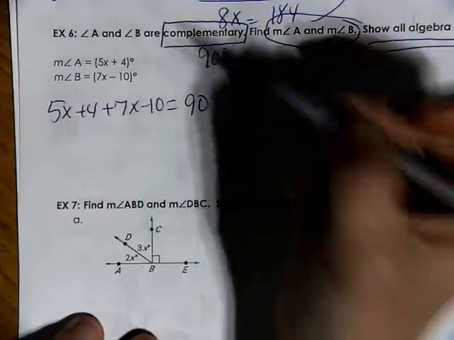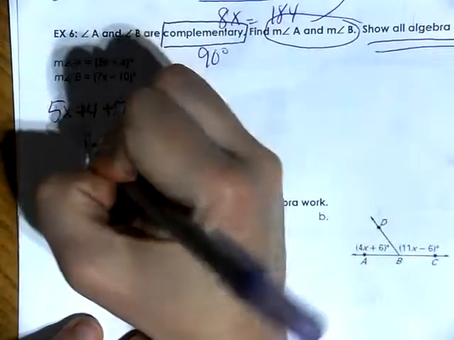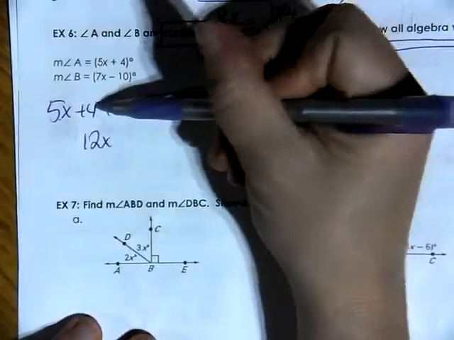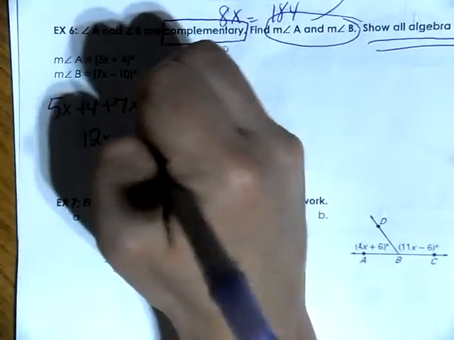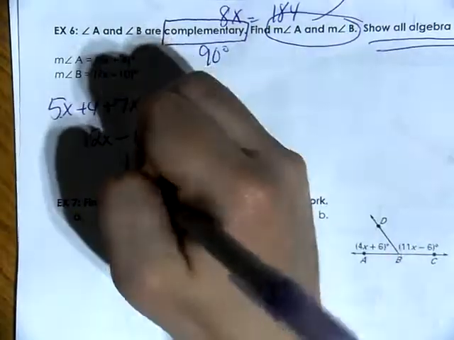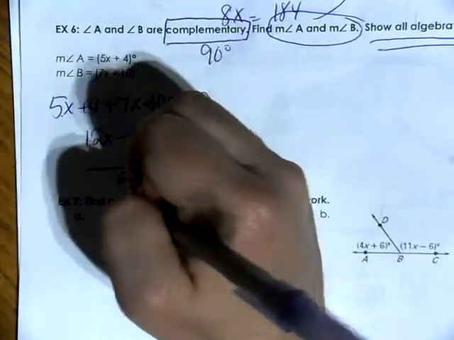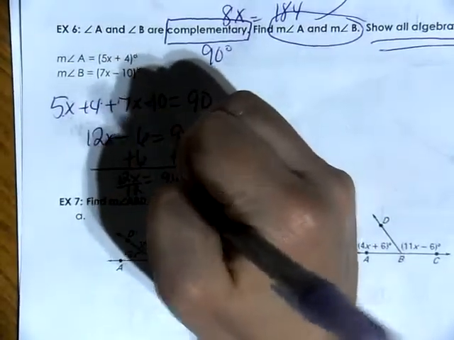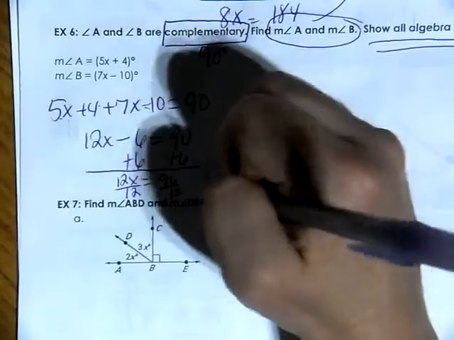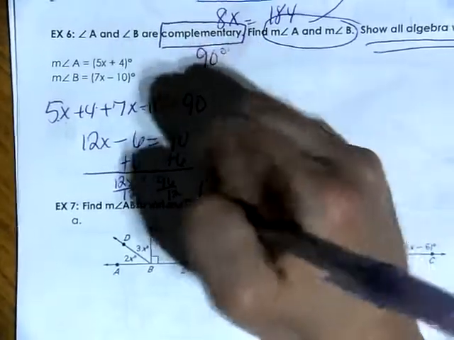And we want to combine our like terms. So 5x plus 7x, that's 12x. And 4 minus 10, that's going to be minus 6, is equal to 90. I'm now going to add 6 to both sides, and when I do that, I end up with 12x is equal to 96. Dividing both sides by 12, I find that x is equal to 8, which is awesome.